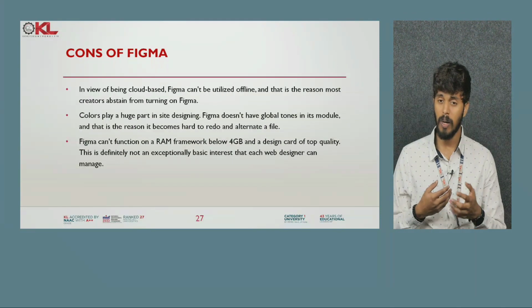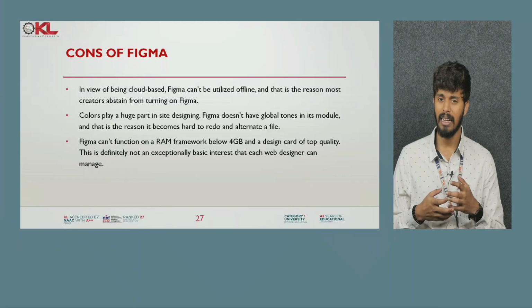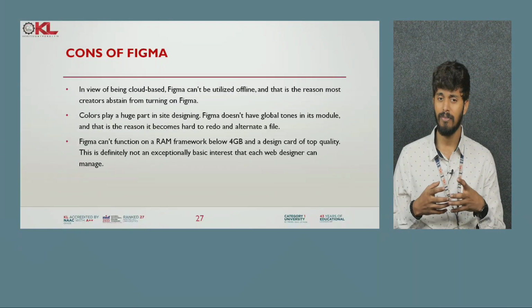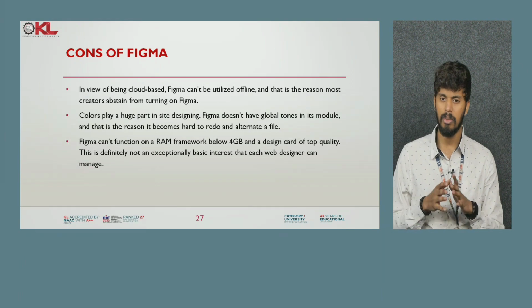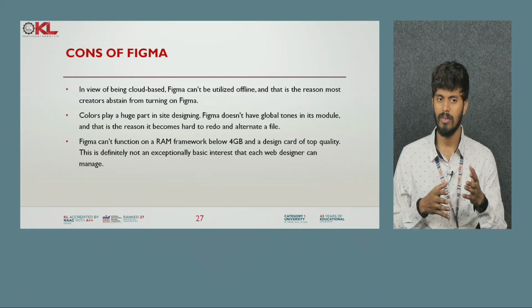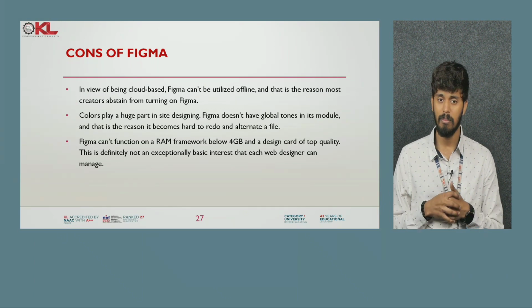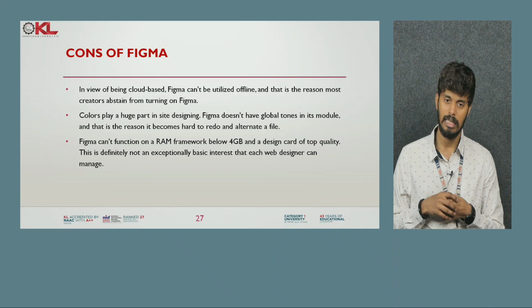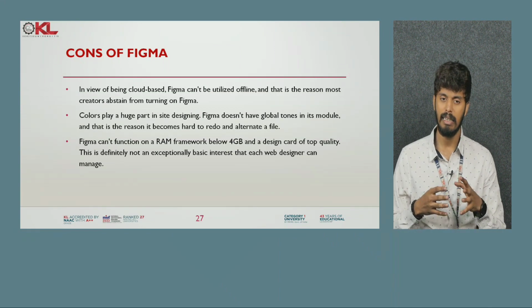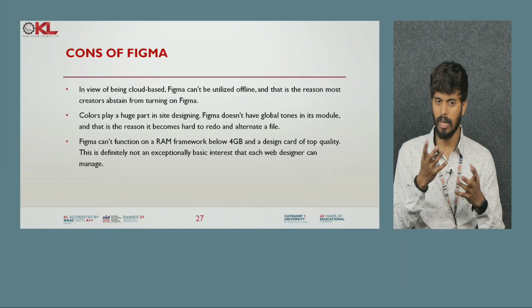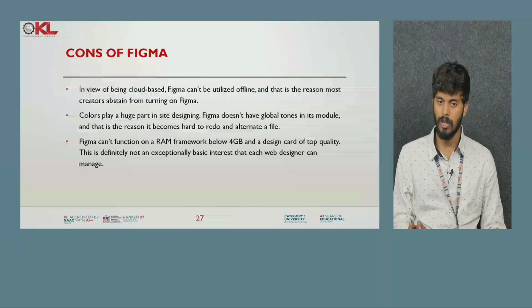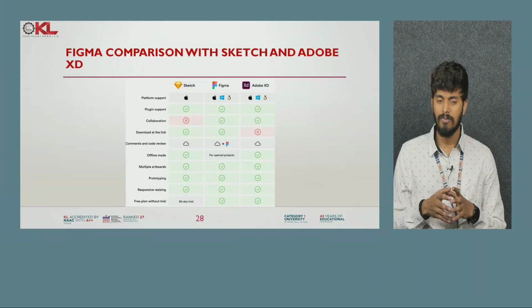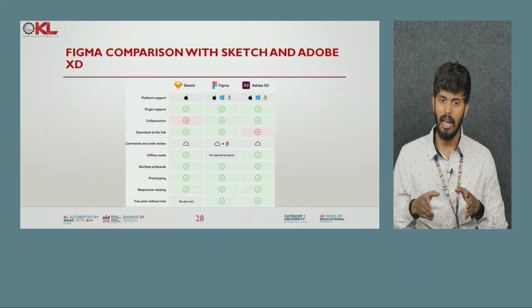The cons: sometimes if the RAM is below 4 GB, it may run slow or work a little clunky. So you need a good computer, at least an average system is required. That is one of the cons. Also, one very important thing, it can't be done in offline mode. An internet connection is required, and it needs a good connection. Only then will it work properly. So these are the three basic cons of Figma. Now I'm comparing Figma with other platforms, such as Sketch and Adobe XD.